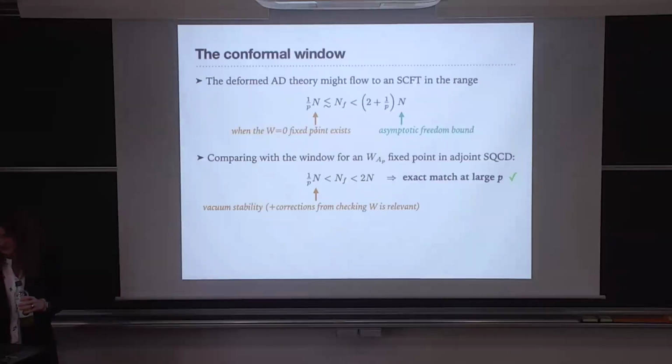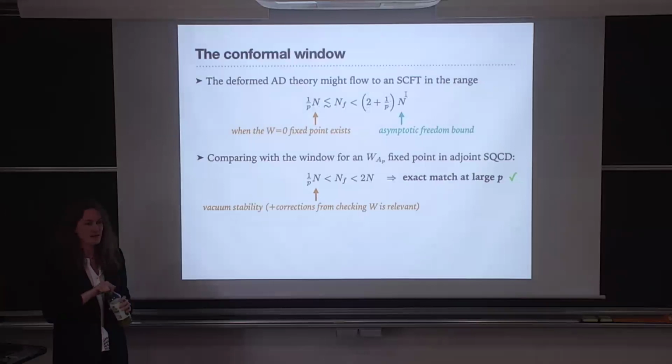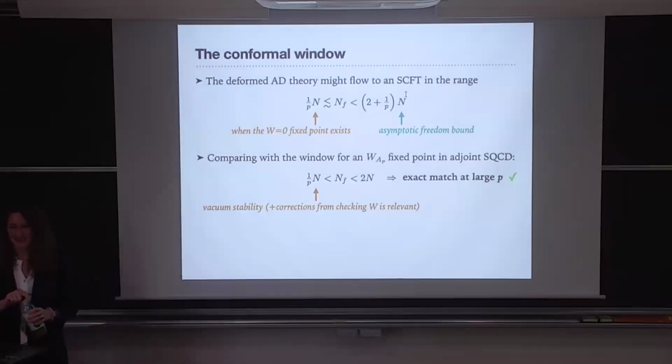So also for P equals 2, there's a range from N over 2 to N_F equals 2N, where there's a proposed conformal window. That's the statement. So are you saying that on the overlap of two conformal windows, they match? That's right. Maybe it's confusing that I'm using the word conformal window.